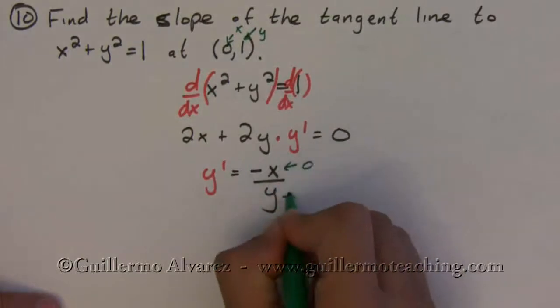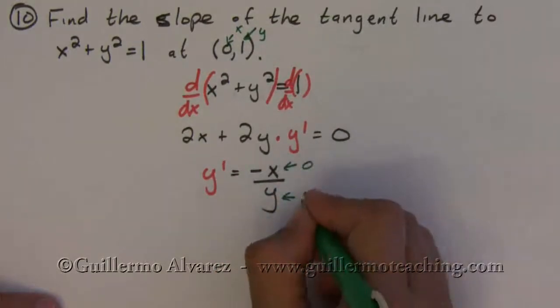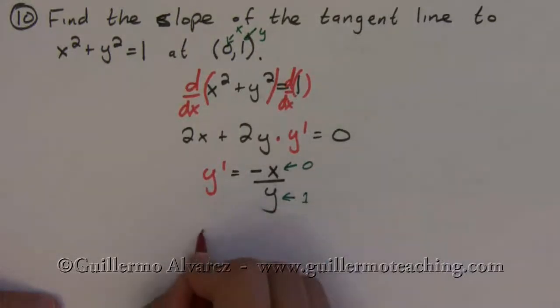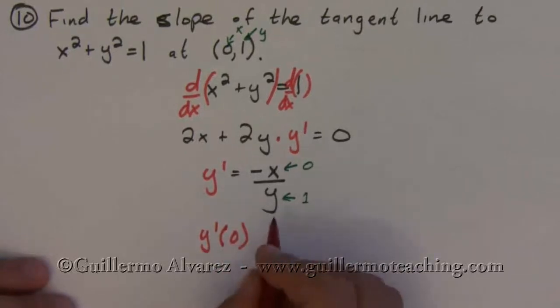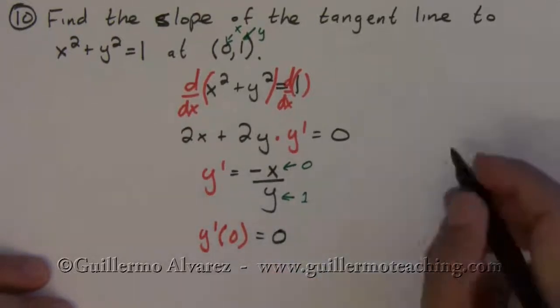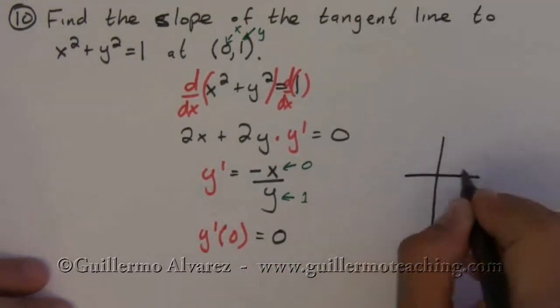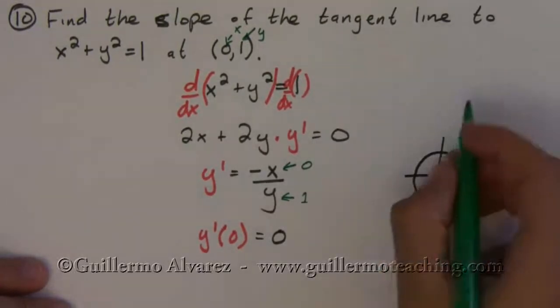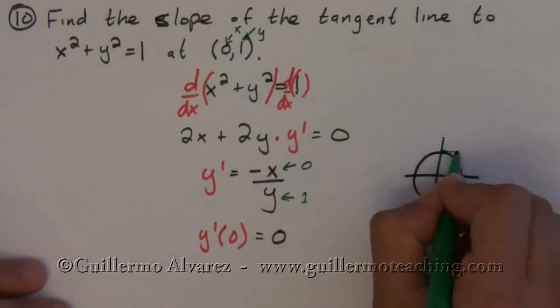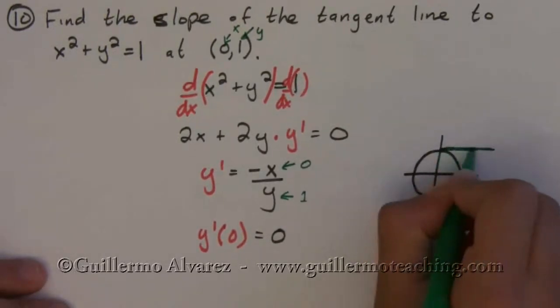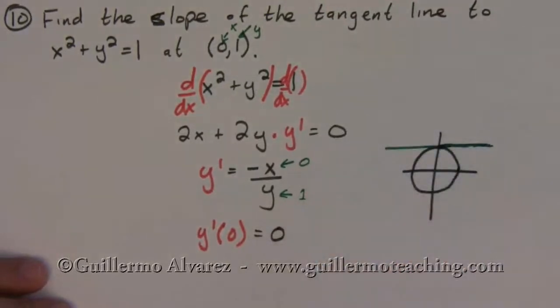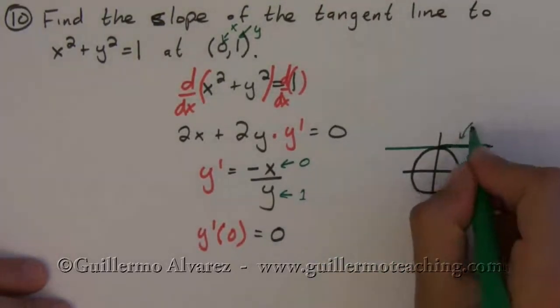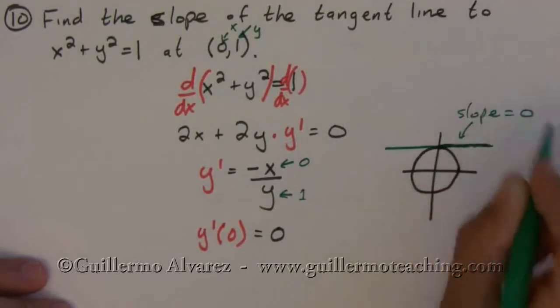And so here we get that the derivative at 0, or the slope of the tangent line at 0, is equal to 0. And well, this makes complete sense, because if you draw a picture of the circle, the point 0, 1, that's right here, and the slope of the tangent line is horizontal, which has a slope of 0. And so that's it.